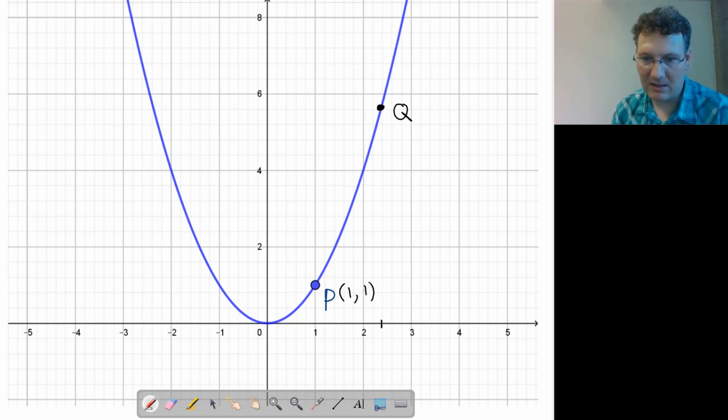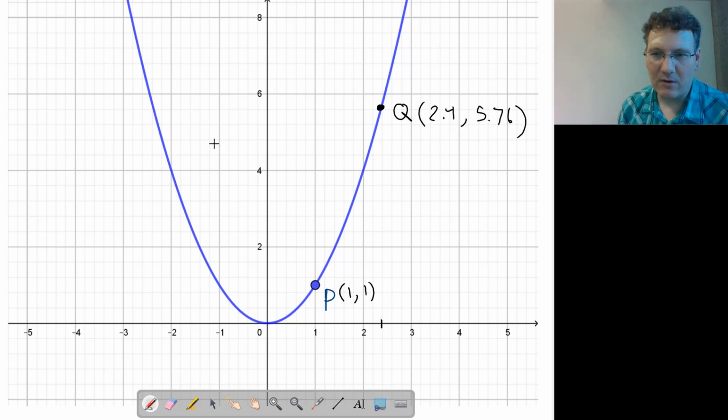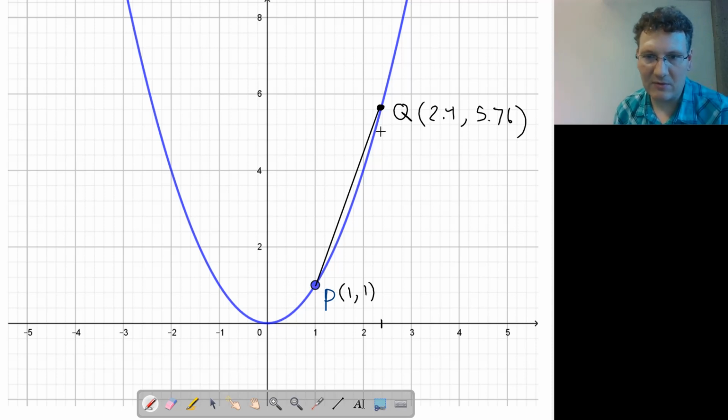Q might be at, this is approximately (2.4, 5.76). But the idea is you can connect P and Q together with a line, and that's called a secant line. And from just these two points, you can find the slope of that secant line very easily. And you can take Q to be another point. I'll call that Q1 and maybe call this Q2, for example. And you can find the slope between P and Q2.